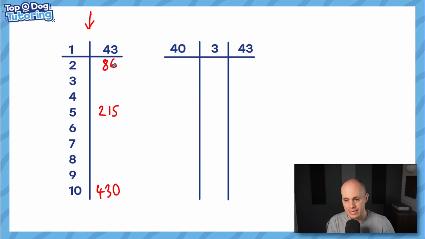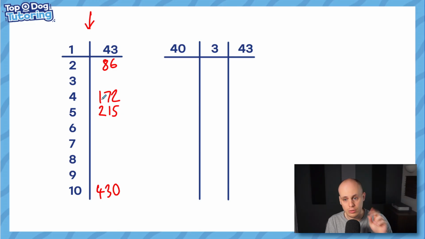So double 86, always partition it in your head. Double 80 is 160, hold it. Double 6 is 12. 160 and 12 together makes 172. So we're going to double this again now to get 8 lots. So let's do it again.